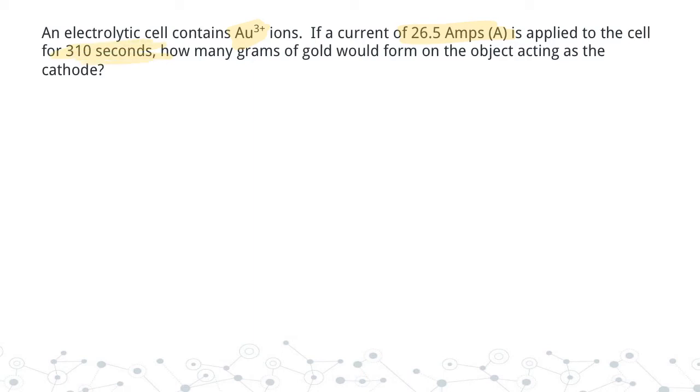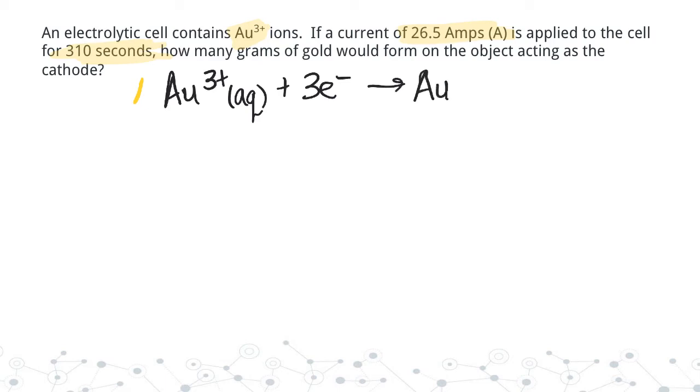So let's first represent what's going on in this cell. In this cell, you've got gold 3+ ions that are going to pick up 3 electrons and deposit solid gold onto your object that you're electroplating. Okay, so this is going to be really important to have because we need it for the stoichiometry piece later in our answer.